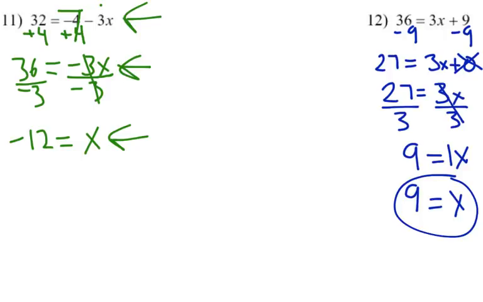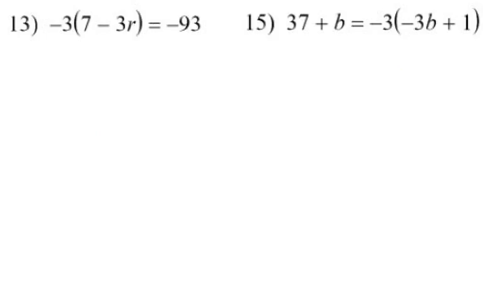Should we take a look at another? Alright, so this time we've got to deal with the distribution. So here I'm thinking, I've got my variable r. I would multiply it by 3, subtract that from 7, times it by negative 3, and that would give me negative 93. So we've got to deal with it the same way.